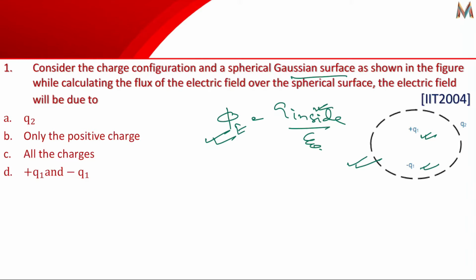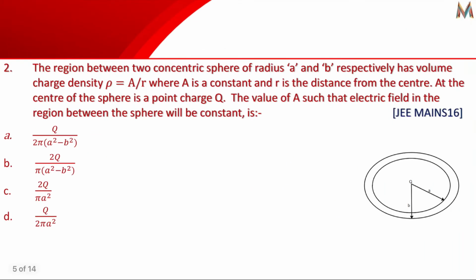But when we calculate the electric field, that electric field will be due to all the charges, whether inside the Gaussian surface or outside the Gaussian surface. So the electric field will be due to plus Q1, due to minus Q1, and due to Q2 also. If you see the options, there is Q2 only, the positive charge, all the charges, plus Q1 minus Q1. So option C will be correct in this case. Okay, this is the first question based on applications of Gauss theorem. Let us do the second question.